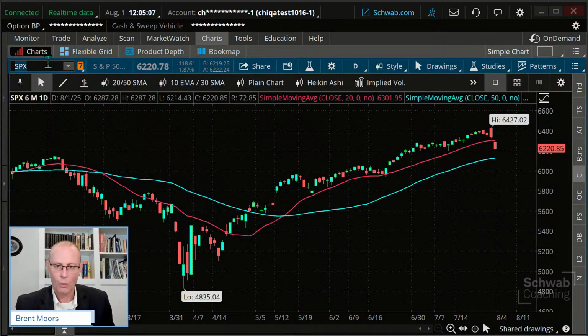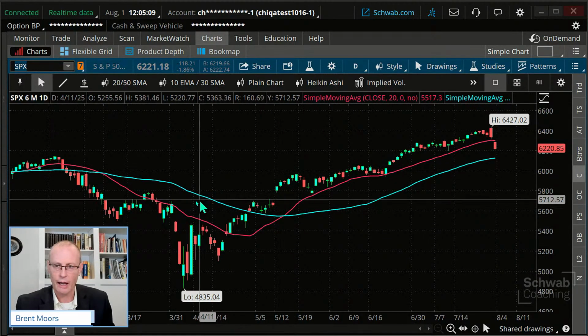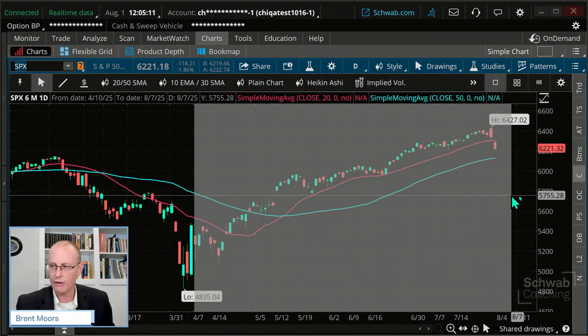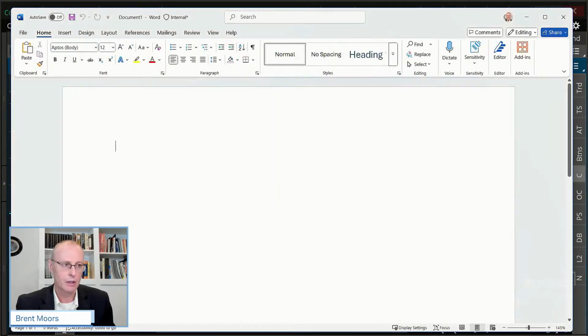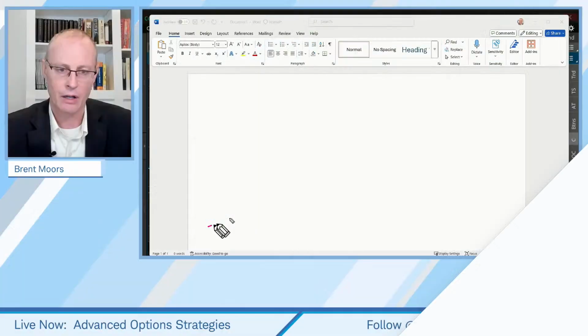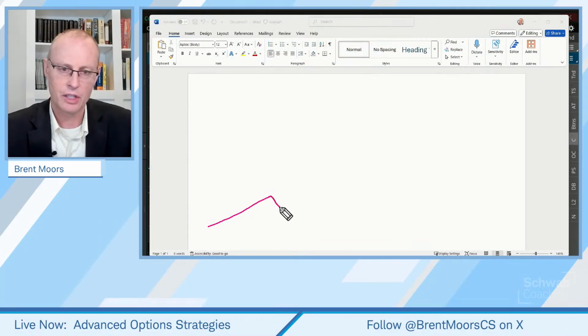Actually, before I do that, let me just pull up a whiteboard. Okay, let's just draw it out right now. When a stock has been trending up, you'll know it doesn't just go up in a straight line, right? It goes up and then it pulls back a little bit. And this is a generally uptrending stock, and it goes up and back like that.